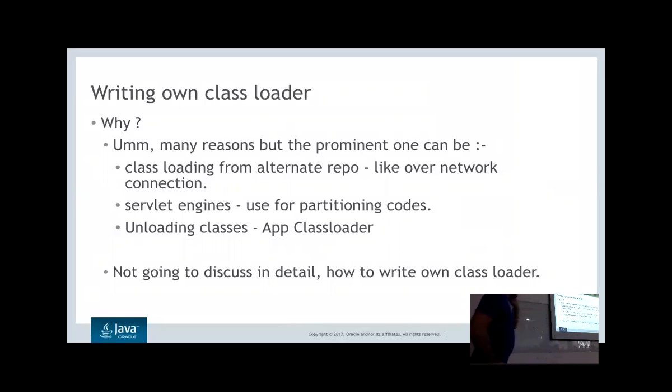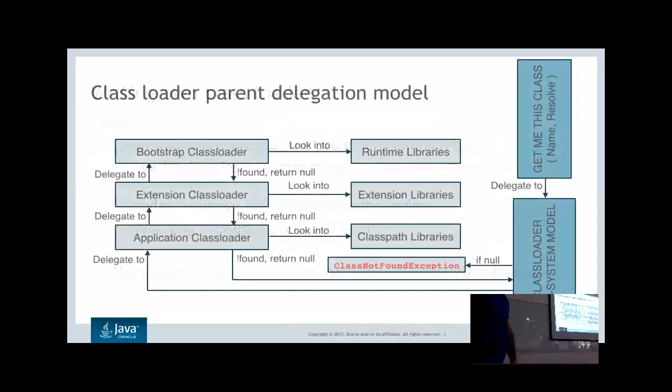And basically, a lot of people use it for unloading classes, because the app class loader is something which can be unloaded, right? So the system class loader, the bootstrap class loader and the extension class loader cannot be unloaded, but the complete app class loader can be unloaded. So whatever classes are loaded in the app class loader can also be unloaded, right? So it can reduce your memory footprint to a great extent. Not going to discuss in detail, as I wrote.